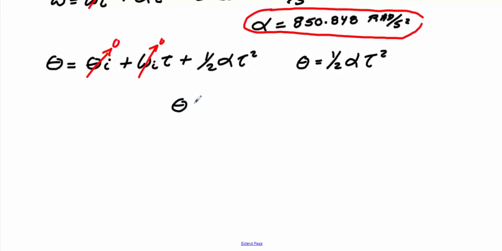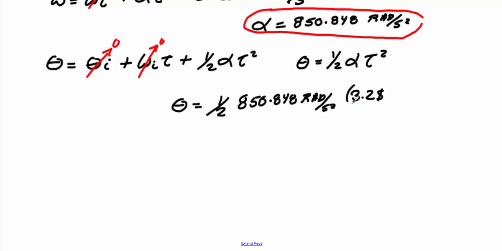So our angular position will equal 1/2 times our angular acceleration of 850.848 radians per second squared times our time, and our time is going to be 3.2 seconds. We will square that, and we will get a value here of 4,356.34 radians.